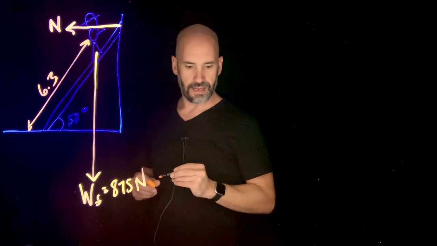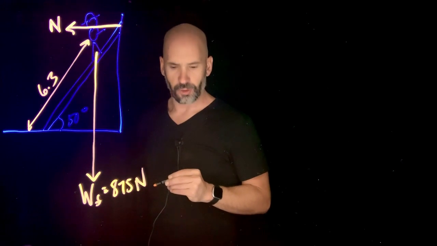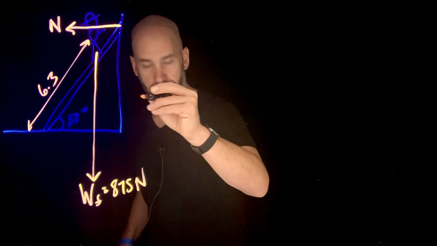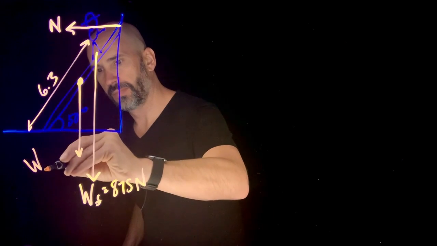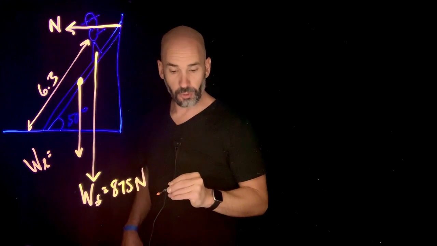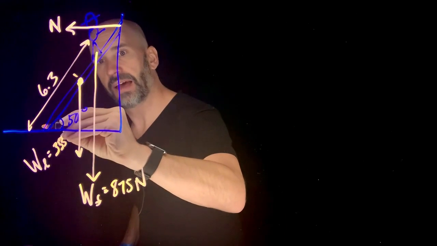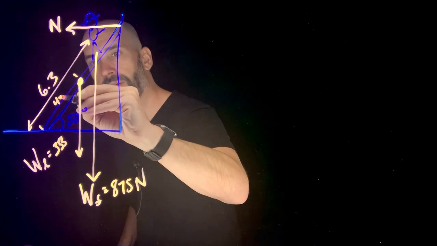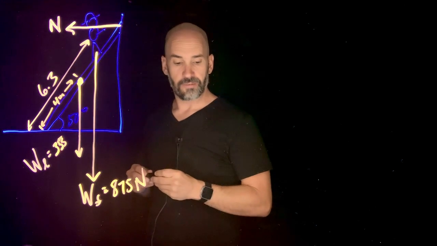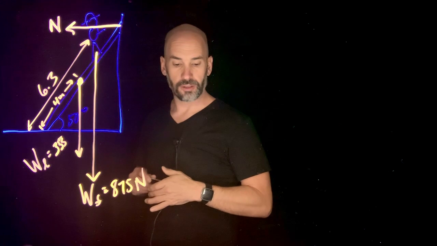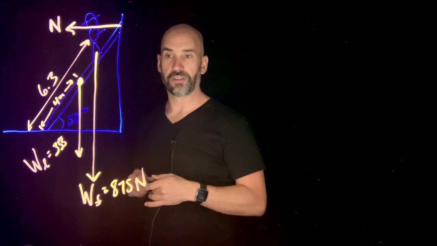What else do they tell us? Assume that the ladder's weight acts at the ladder's center. So if the whole ladder is 8 meters, then the weight of the ladder, which they tell us is 355, must be acting at 4 meters. And the question is, find the forces that the wall and the ground exert on the ladder.